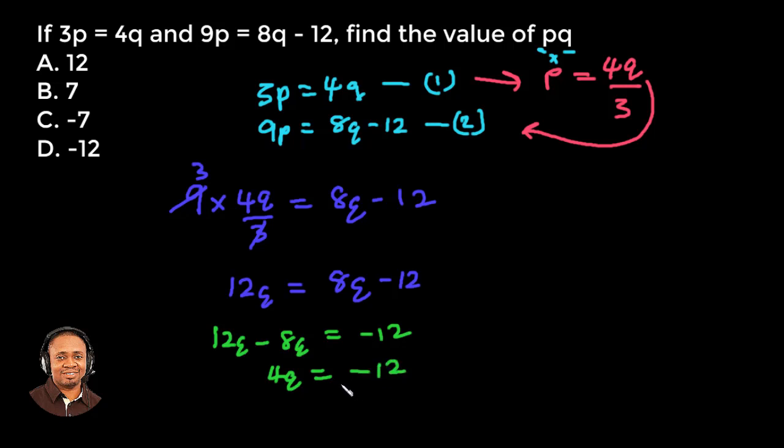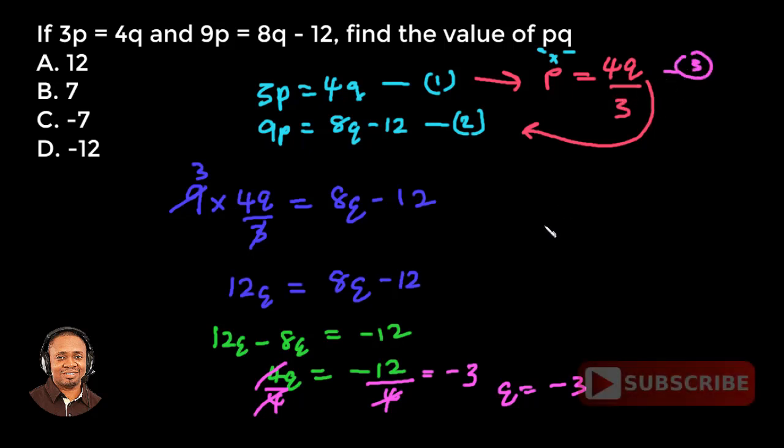So what are we going to do next? We're going to divide both sides of the equation by 4 in order to find q. So 4 will cancel 4 on the left hand side. 4 into minus 12 will give us what? Minus 3. So now that we have q equals minus 3, we're going to substitute minus 3 for q in this. Let's say this is equation 3.